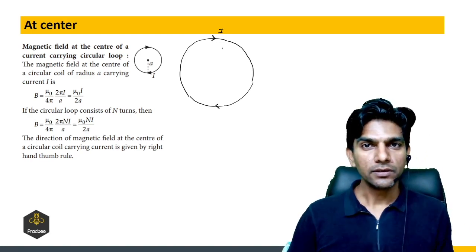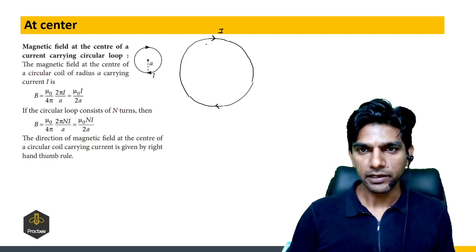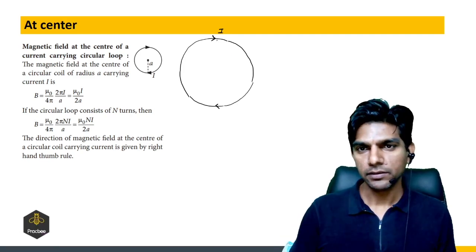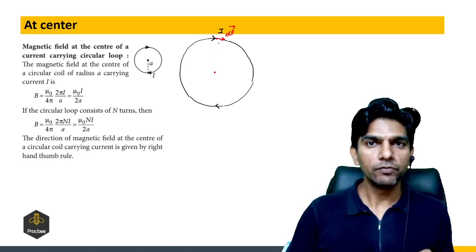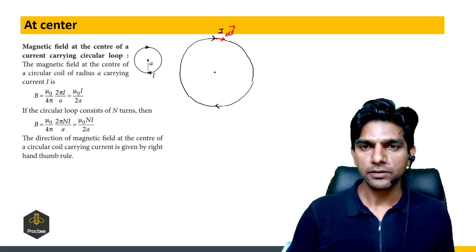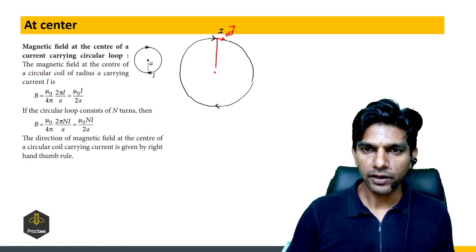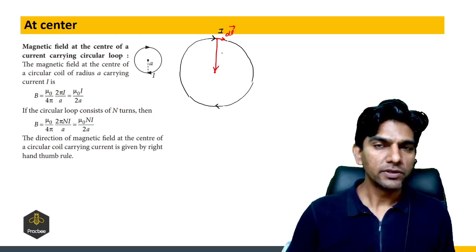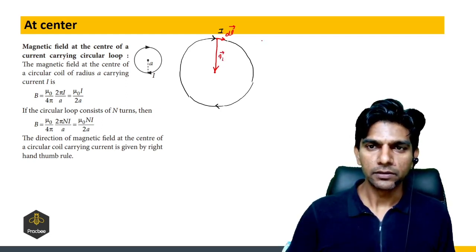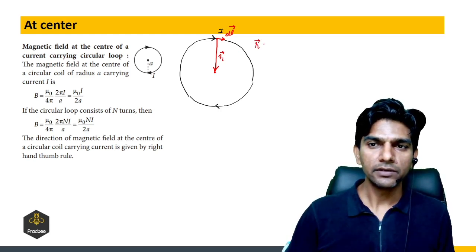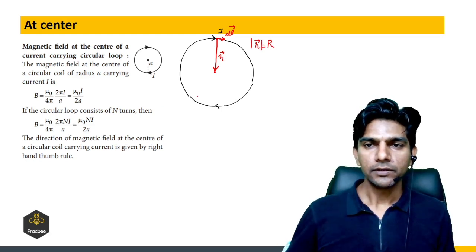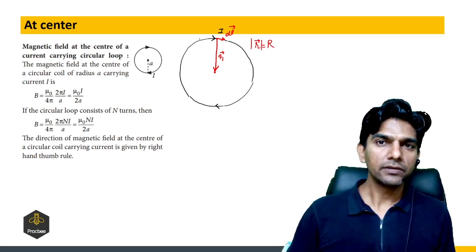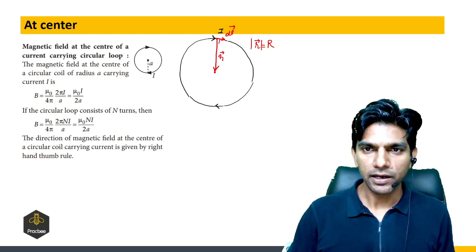Now we are going to consider a very small element, or you can say the current element, dl. So this is the current element, and due to this current element, we want to find the magnetic field at the center. So I will draw the position vector of the center from this current element. So this is our r vector, and clearly its magnitude is nothing but the radius of this coil, right? And the dl vector is in the tangential direction, so the angle between r vector and the dl vector will be 90 degree.